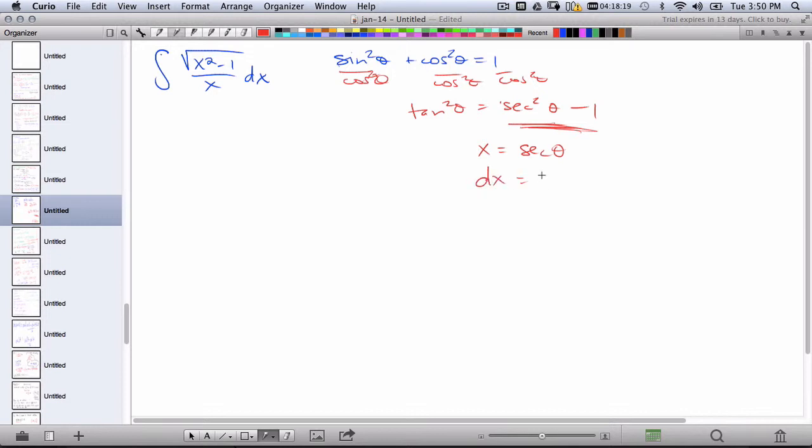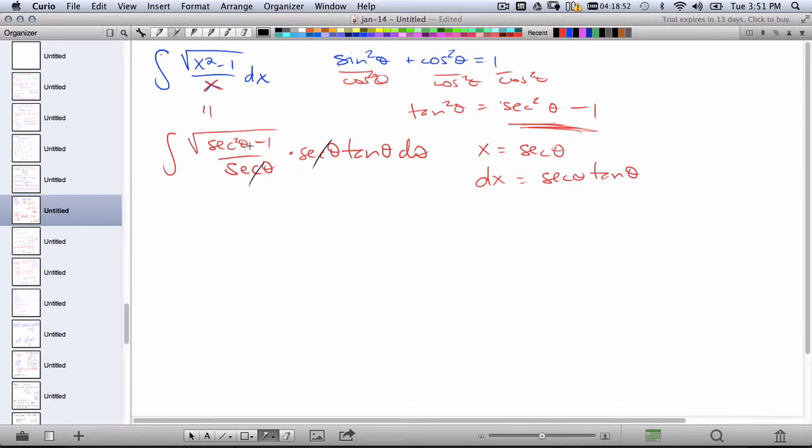That makes dx equal to secant theta tangent theta d theta, and rewrite the integral in terms of theta. So now we have the square root of secant squared theta minus 1 over secant theta. That's coming from this x here. This dx is now written as secant theta tangent theta d theta, and then the secants cancel.